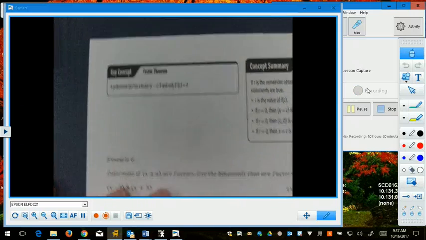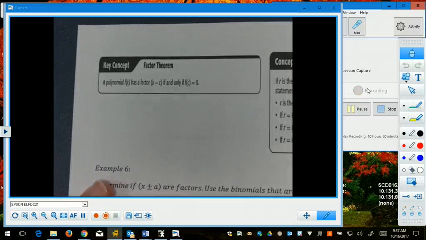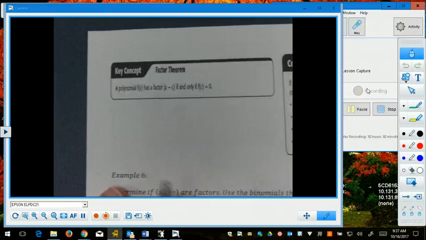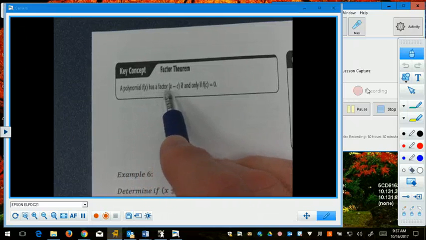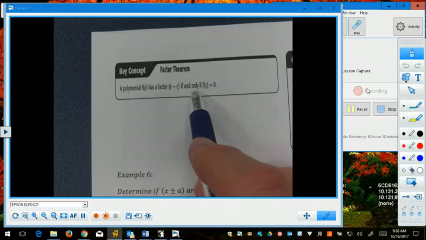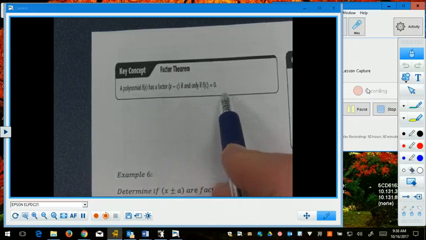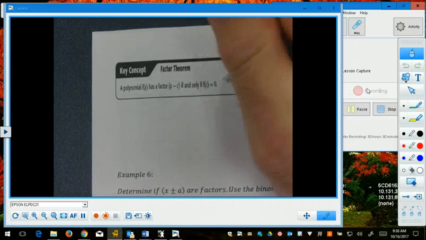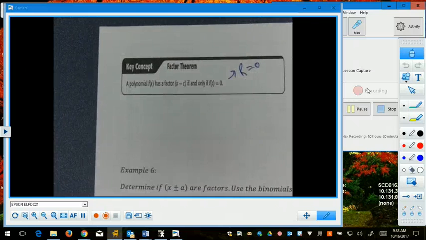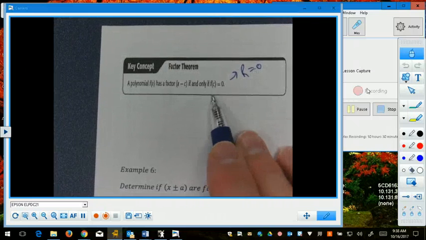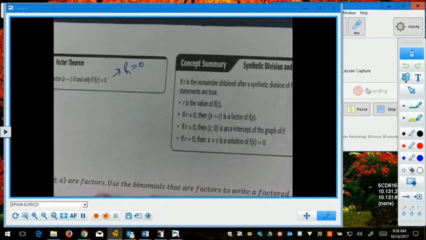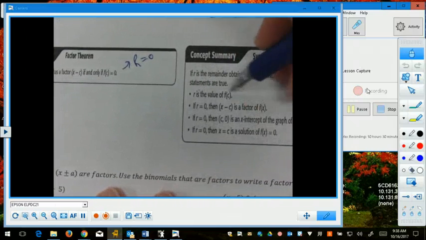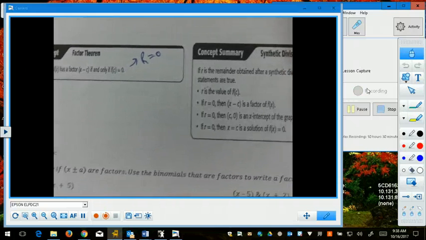Gentlemen, that brings us to this, the factor theorem, which we've already talked about a little bit, but not completely. Polynomial f of x has a factor x minus c if and only if f of c equals 0. So if and only if the remainder is 0, because remember the answer to this is the remainder. Synthetic division and remainders, there's some rules about those. We've talked about those before.